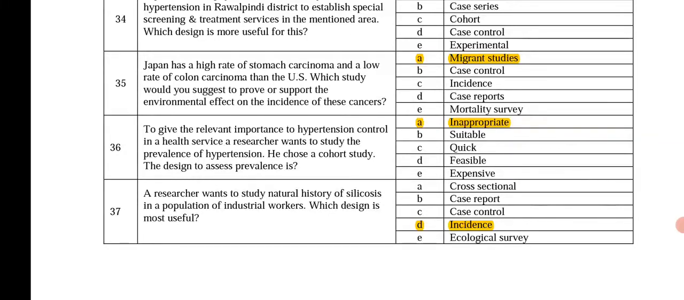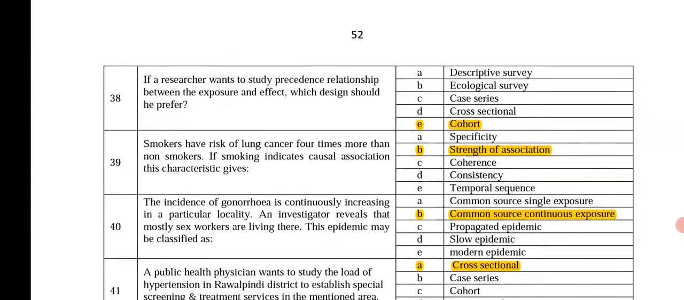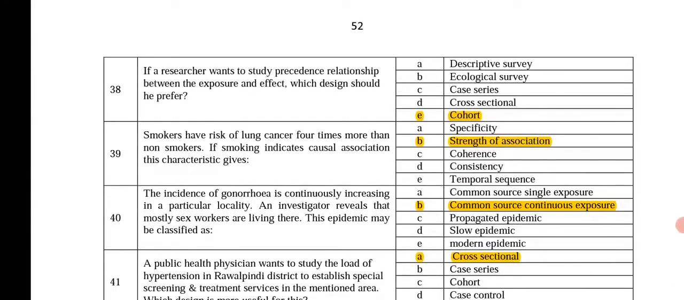A researcher wants to study the natural history of silicosis in a population of industrial workers. Which design is more useful in incidence? If a researcher wants to study the precedence relationship between the exposure and effect, which design should he prefer? Cohort. Smokers have a risk of lung cancer 4 times more than non-smokers if smoking indicates a causal association. This characteristic gives strength of association.